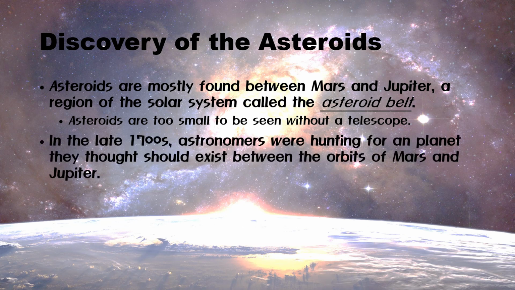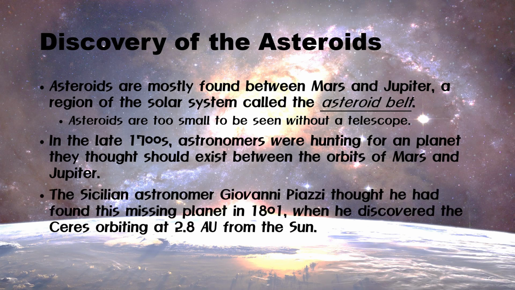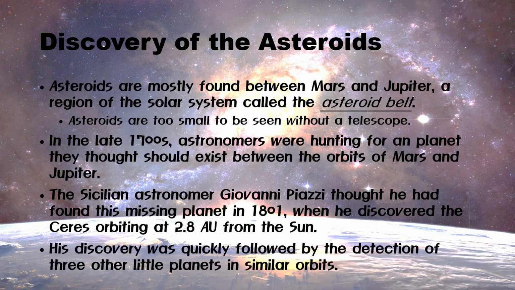In the late 1700s, astronomers were hunting for a planet they thought should exist somewhere between the orbits of Mars and Jupiter. Now, the Sicilian astronomer Giuseppe Piazzi thought he had found this missing planet in 1801 when he discovered Ceres orbiting at 2.8 AUs from the Sun. His discovery was quickly followed by the detection of 3 other little planets in similar orbits.